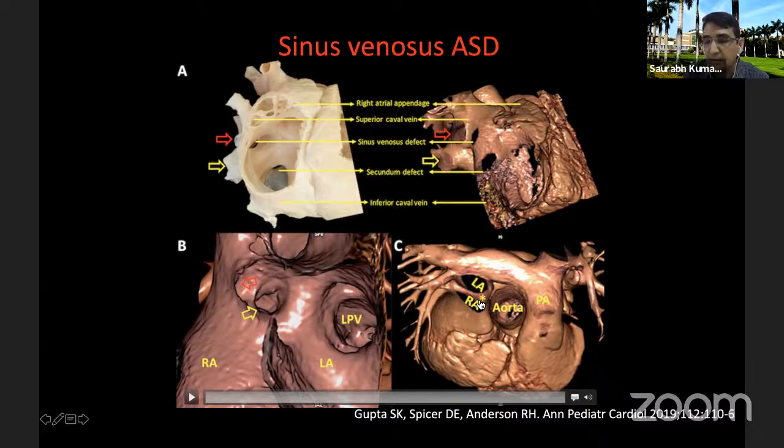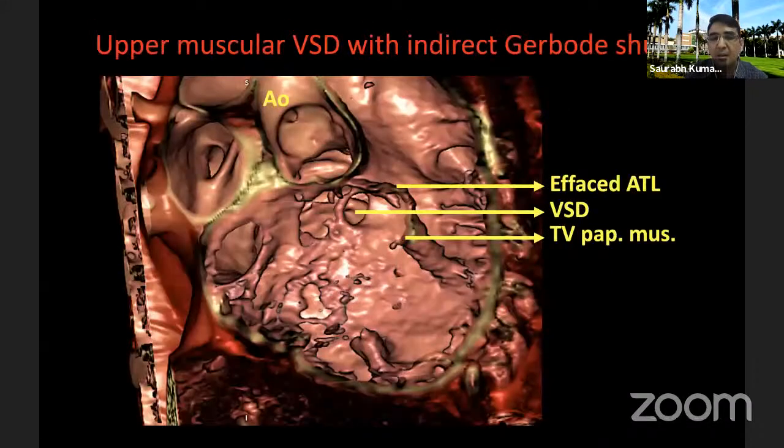actually bisecting the SVC. Now, in another patient where upper muscular VSD could be defined very well, and we could show the relation with the effaced ATL, and we could see the relationship with adjacent structures, and this patient could actually go in for device closure of this VSD without having any difficulty to the conduction system.